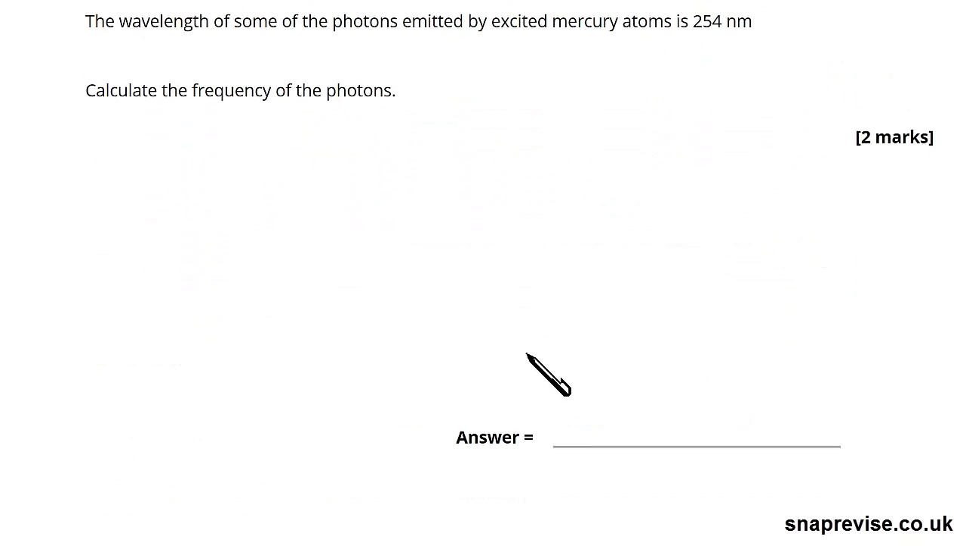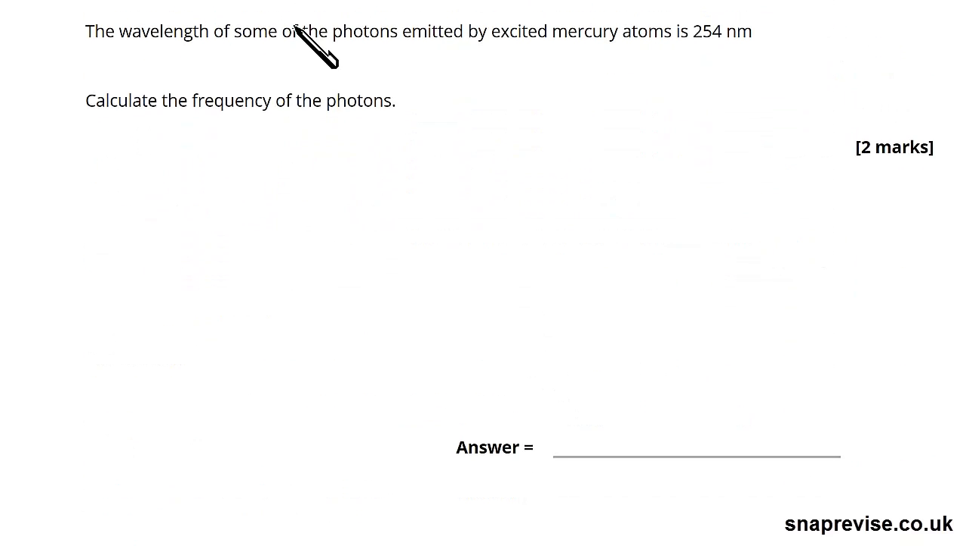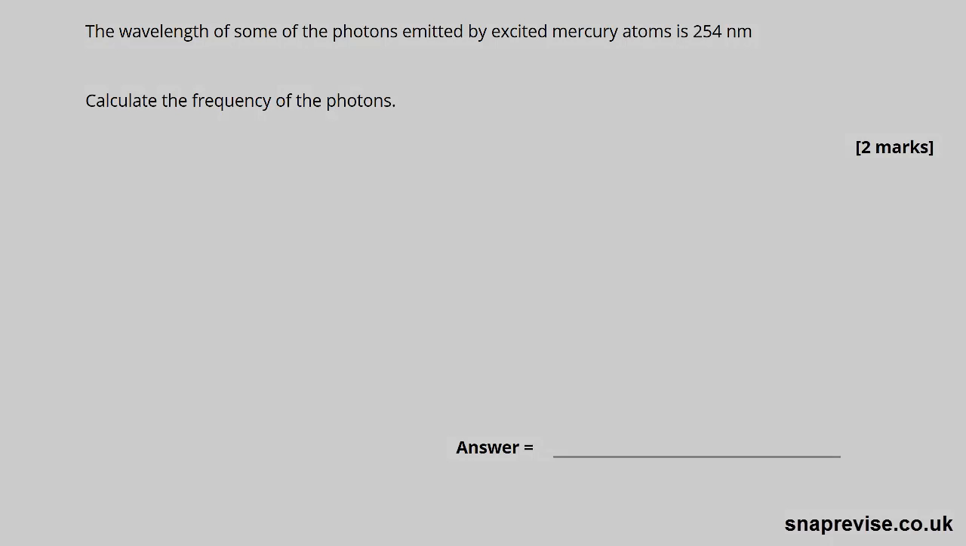So our next question is just going to be some calculations. The wavelength of some of the photons emitted by excited mercury atoms is 254 nanometers. The first thing we'd like to do very simply is just calculate the frequency of the photons.